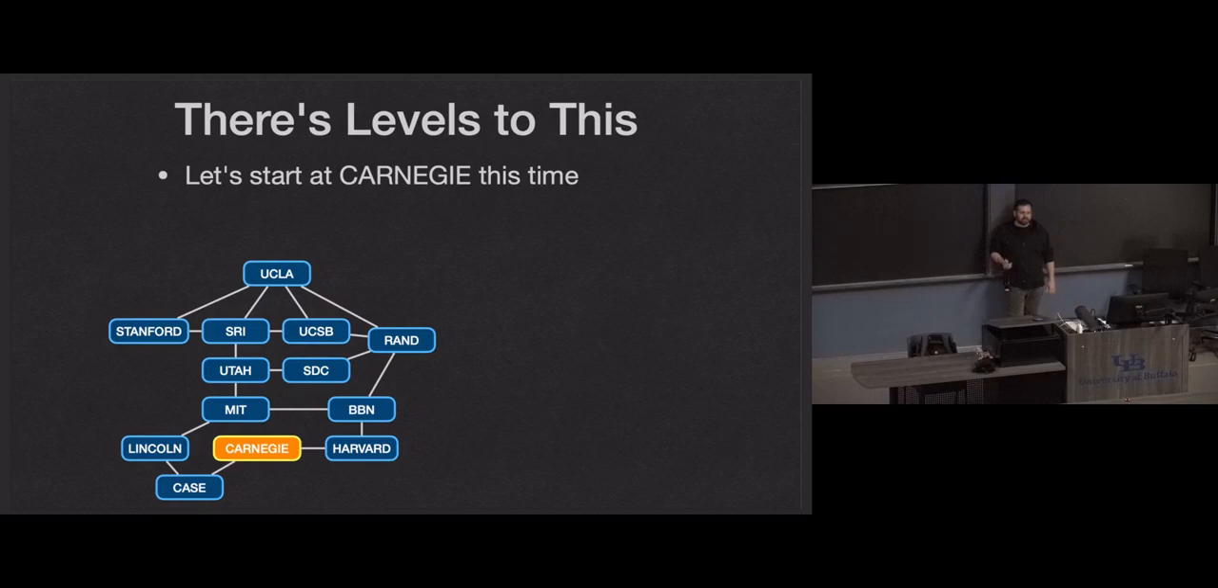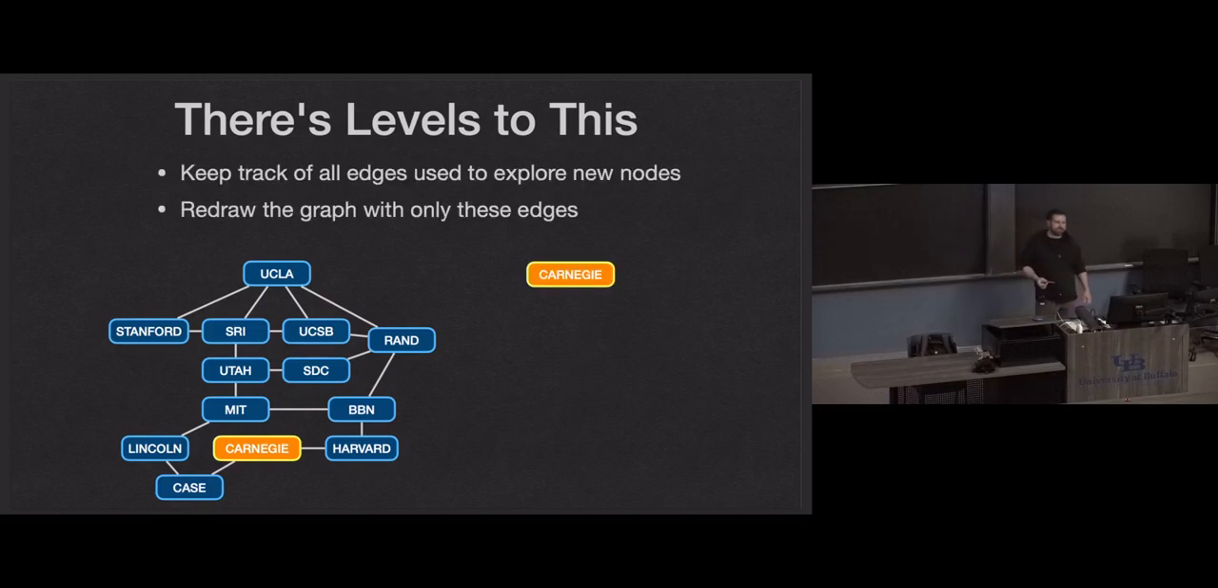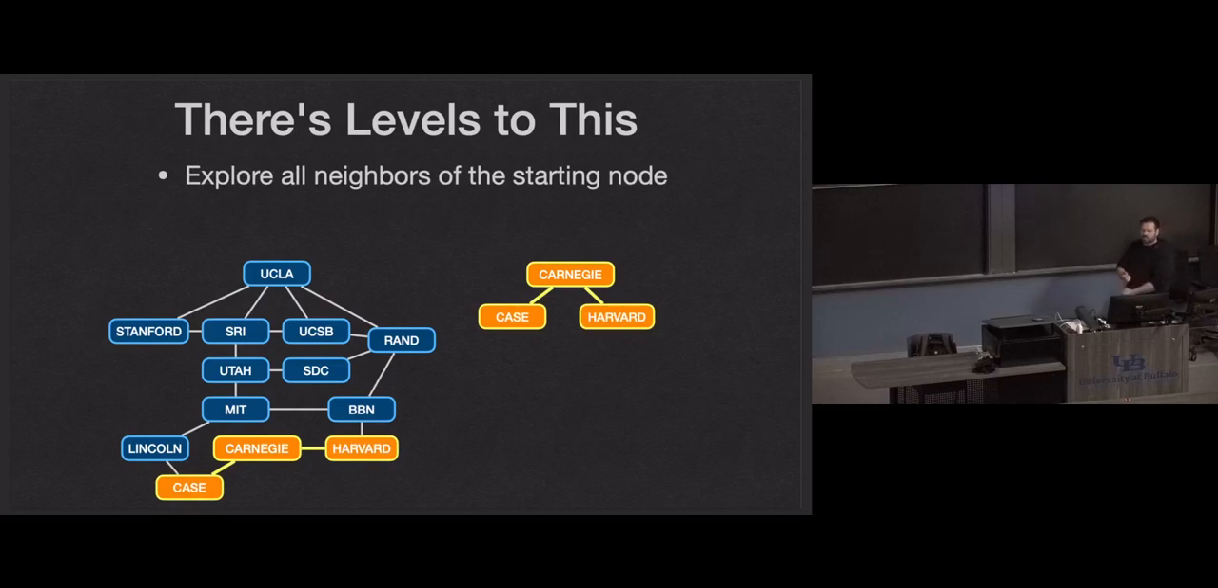So with Carnegie as a start node, what we're going to do is draw our nodes as they're explored over to the side here. And each time a node explores a new node, as soon as it discovers a new node, we're going to draw it over here visually lower. Our new nodes that are discovered are going to go down. This diagram is going to be a graph, but down this graph, and we're going to keep track of only the edges that we used during breadth first search. So Carnegie explores Case and Harvard, so we're going to add those nodes to our data structure and have them go down visually in our diagram here.